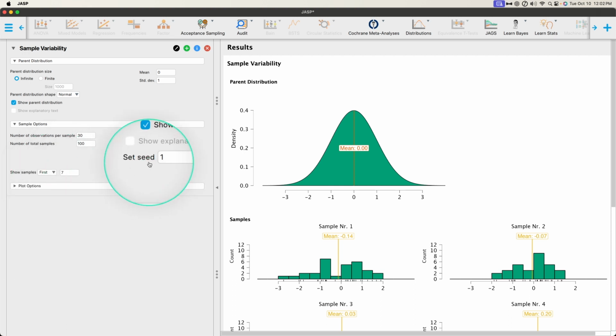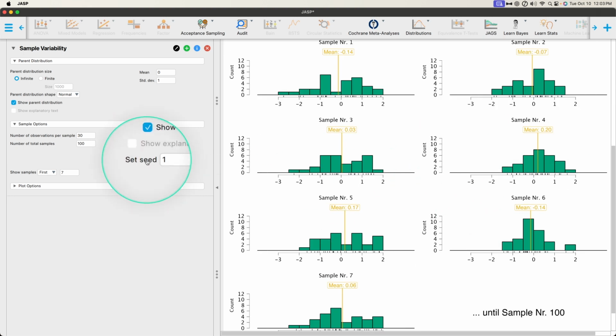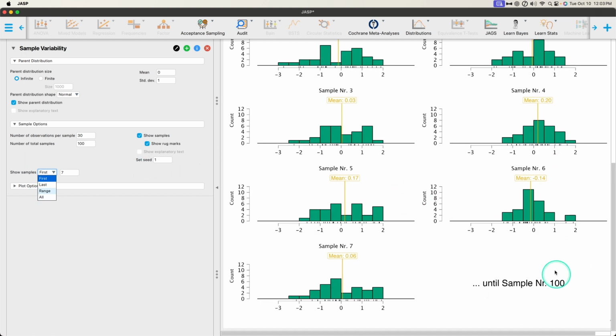Again, I'm not sure what the set seed number is, but it does change what happens in the sample. That's something I've got to look up. And you can change this to a range between 2 numbers of your total number of samples, and then all, which would then display all. Of course, I'm not going to display all because this would take time, and I don't really want to take my time to do that. So you get the first 7 to see what's going on, and then sample 100.